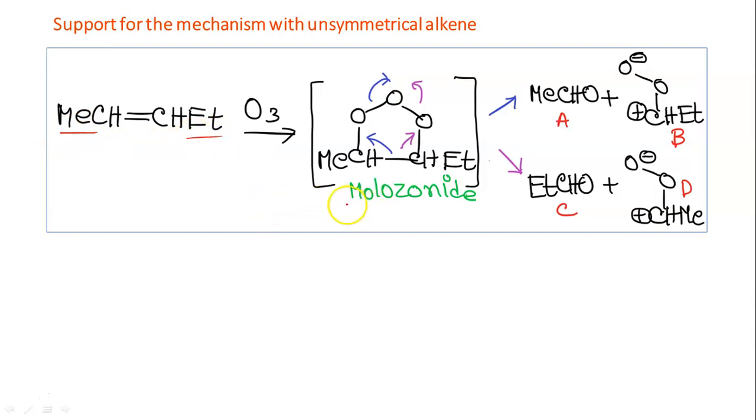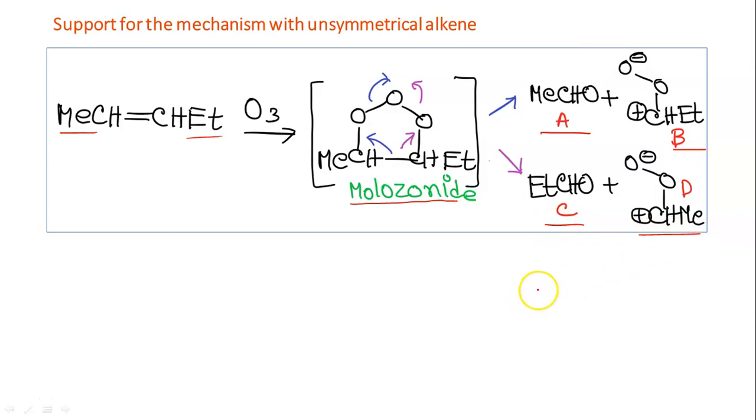So first there will be formation of molozonide, that we have already seen in the previous slide. In the molozonide, the 3 oxygens remain side by side, and the CC bond is still present. It is not very stable, so it will decompose. If we follow the blue arrow, we get the carbonyl compound A and B as Zwitter ion. And if we follow the purple arrow, we get the carbonyl compound C and the Zwitter ion D.